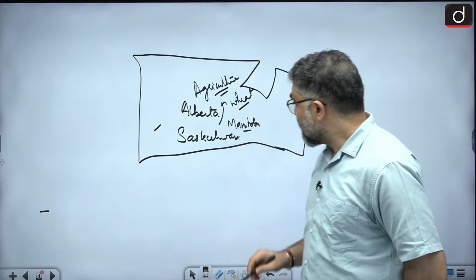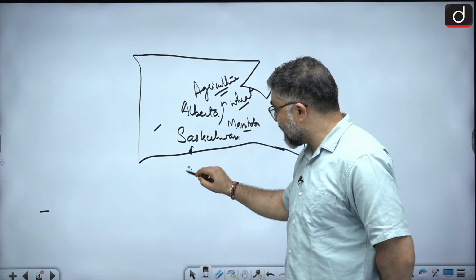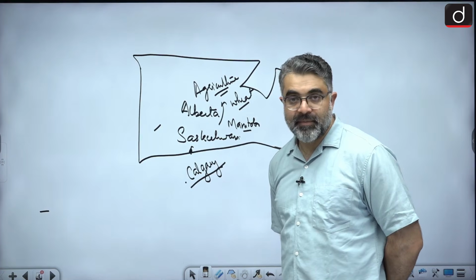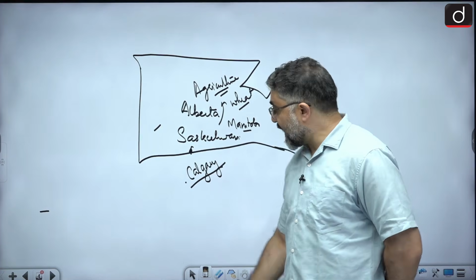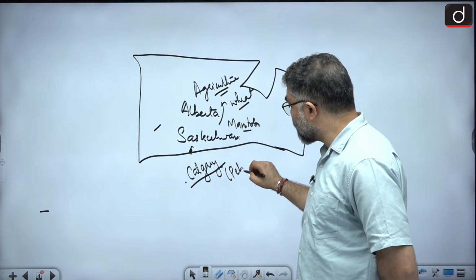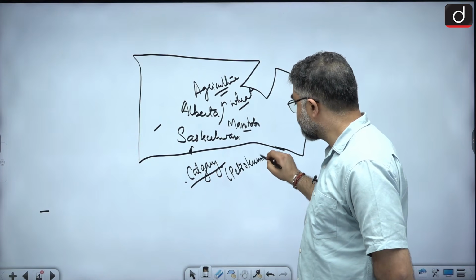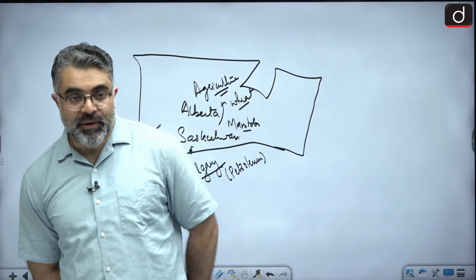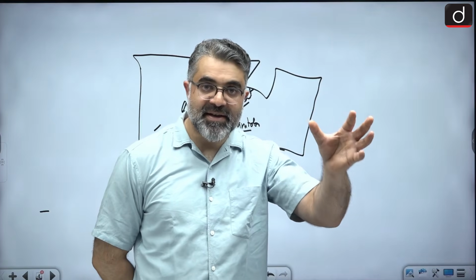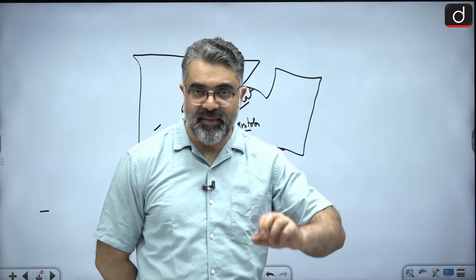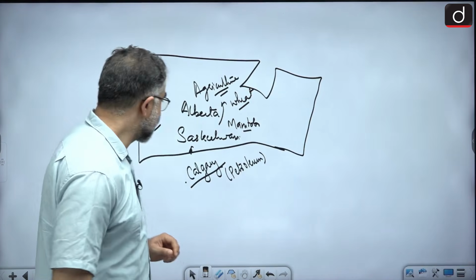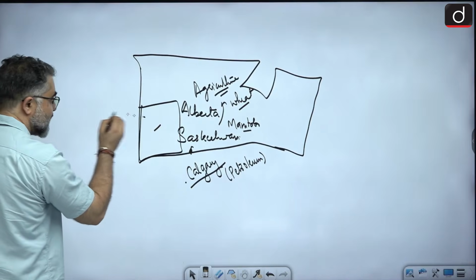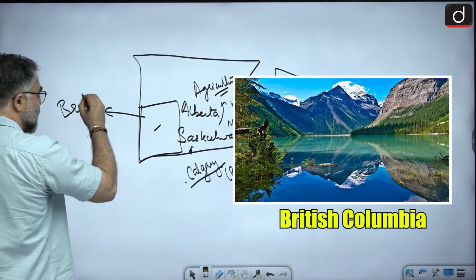Not just that, in Alberta itself, you locate a city known as Calgary. Now, Calgary is known for petroleum production. So, it has a blend of agricultural regions in the central states and also mining, that is petroleum. Then comes the western part of Canada, the massive state called British Columbia.